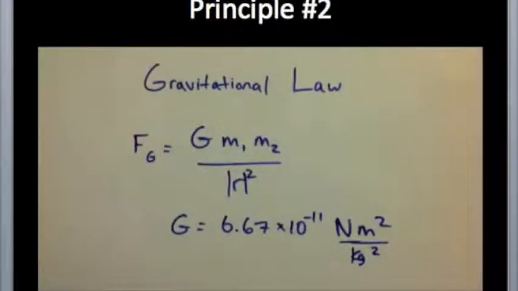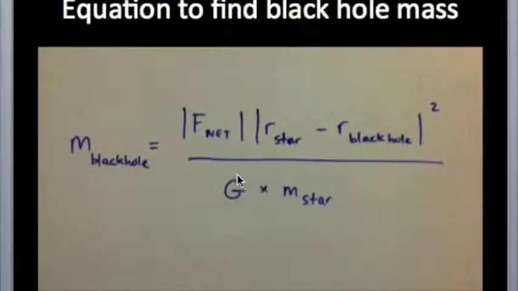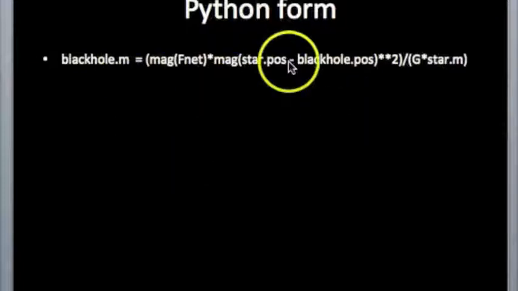The gravitational law states that there is a force of interaction between masses in the universe. As shown here, the gravitational force is proportional to the product of the masses times the big G constant and inversely proportional to the distance between the masses squared. By manipulating this formula, the black hole mass will be determined with this equation, and this equation will be useful in Python form, which will be seen later in the lab. This is how it looks in Python form, as shown here.